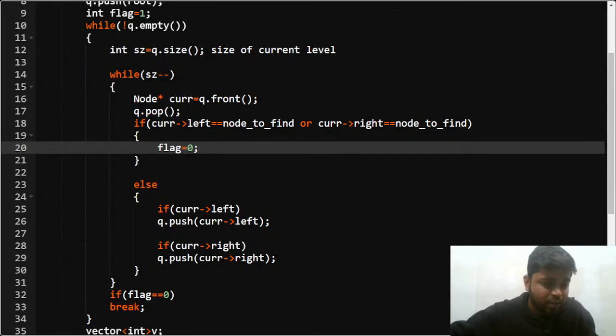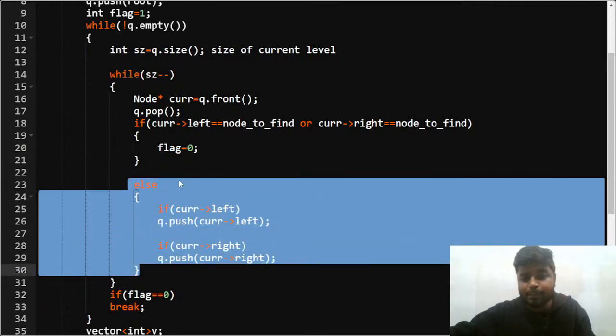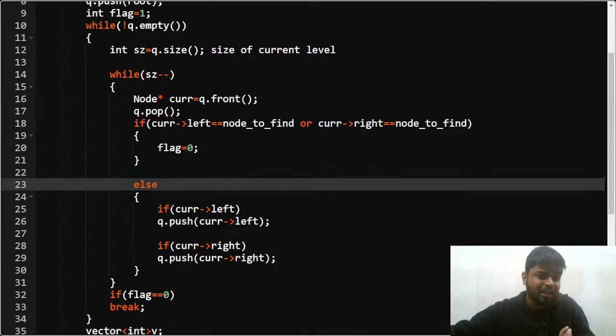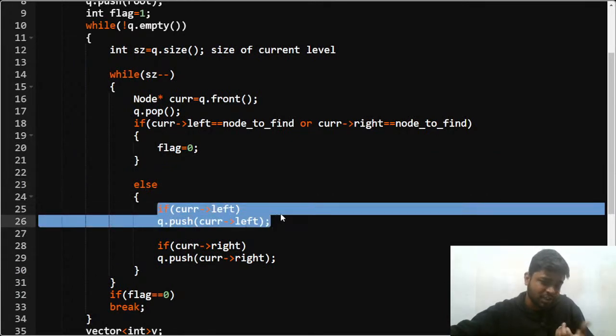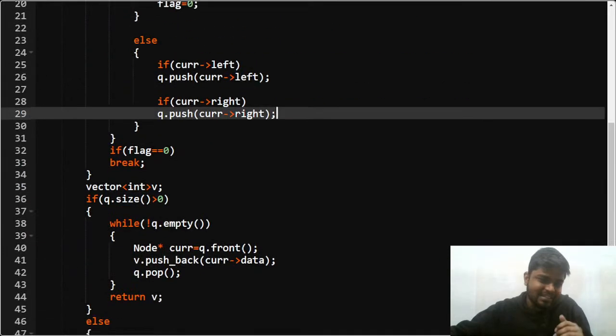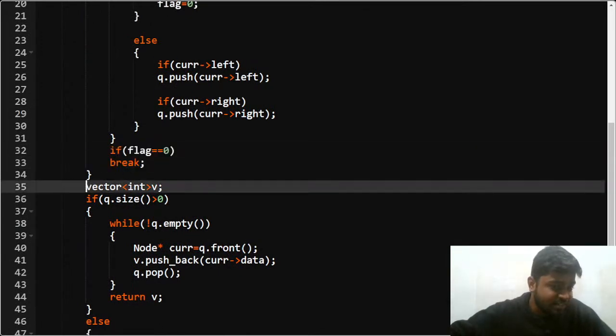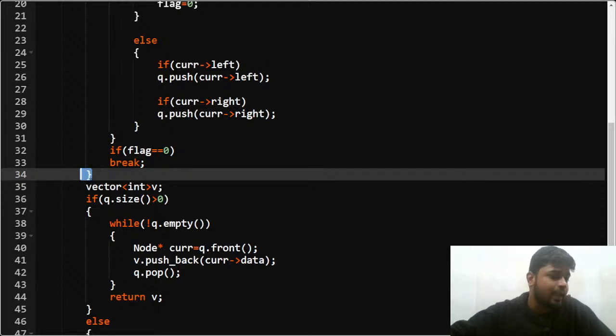Otherwise, let's say I was at node 3, so I'll push 6 and 7 for node 3, right? If its left is existing, I'll push its left. If its right is existing as well, I'll push its right. And if my flag is 0, that means I have reached that particular level for which I wanted to find the cousins. Once I reach that level, I'll simply break and declare this is the ending of my BFS or my while loop of BFS.